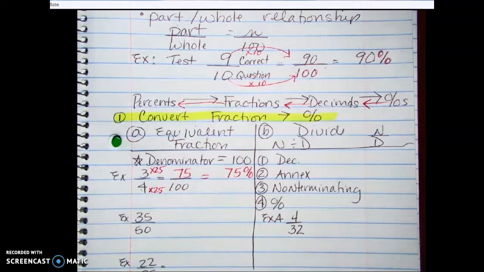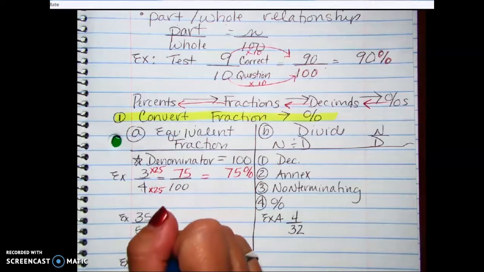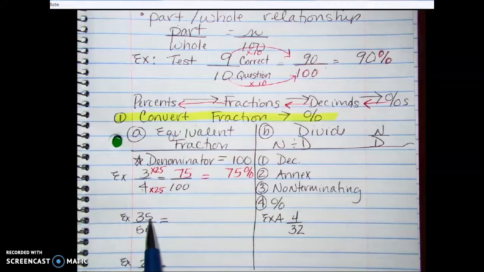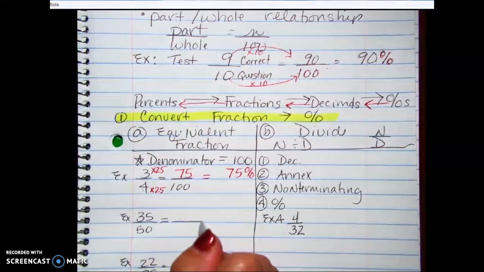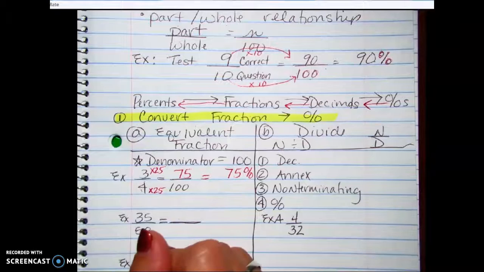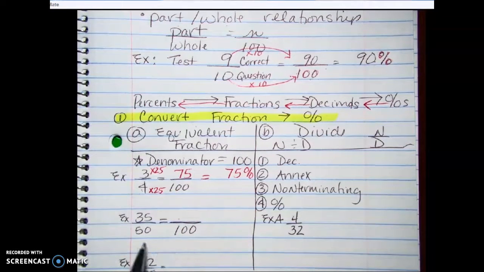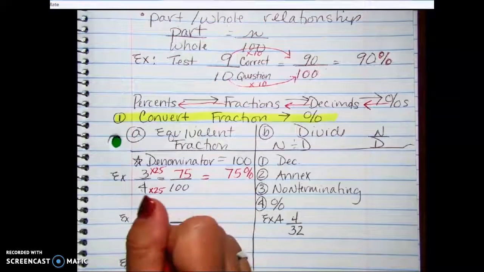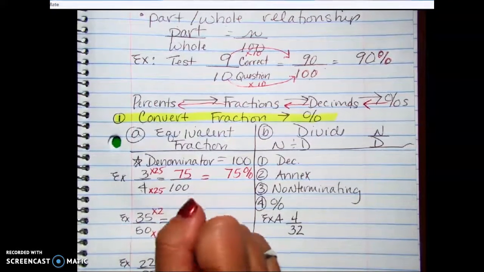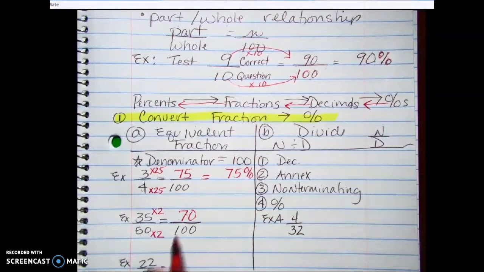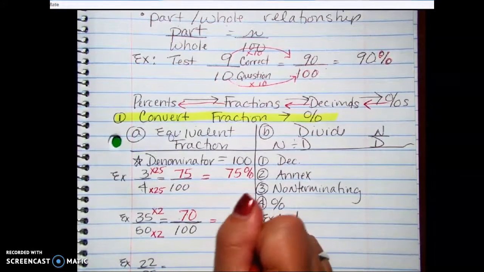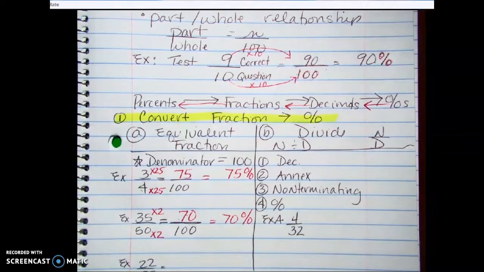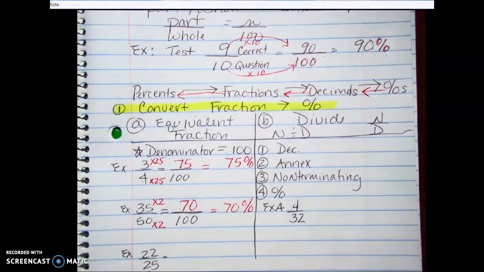75%. Let's look here. What if I have 35 out of 50? Maybe I had an exam and I got 35 correct out of 50, which is very typical. I would take my 100, because I know 50 is a multiple of 100. All I have to do is multiply by 2. Whatever I do to my denominator, I do to my numerator, and I get 70 per 100, or 70%. Not a bad grade, but retake definitely.